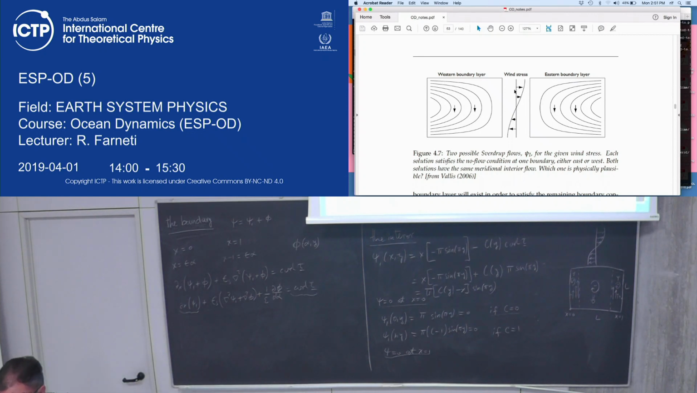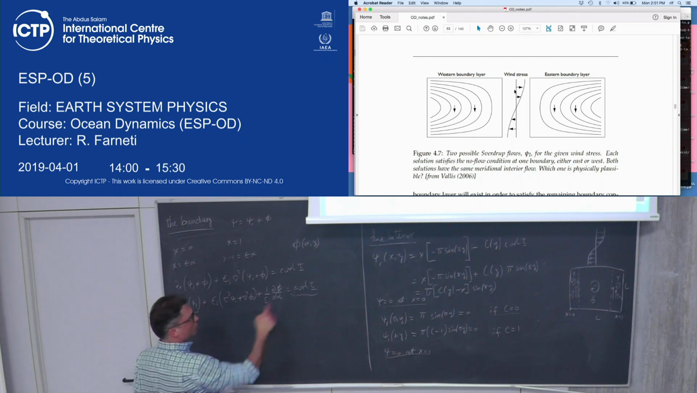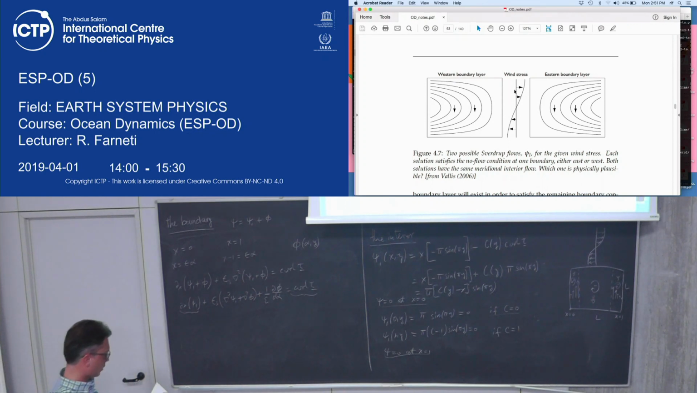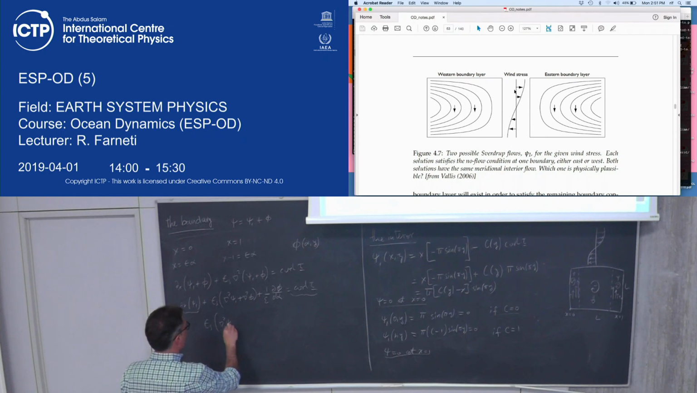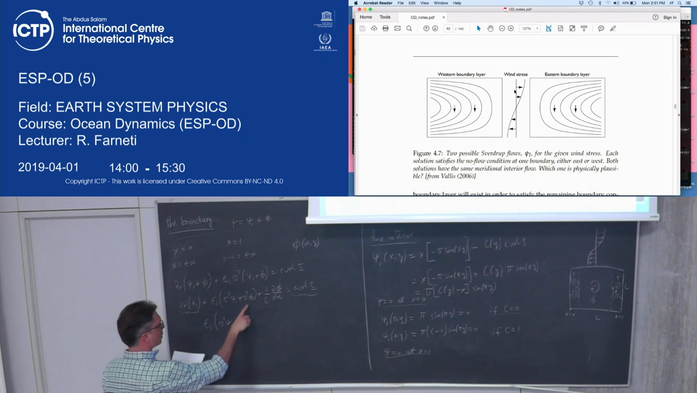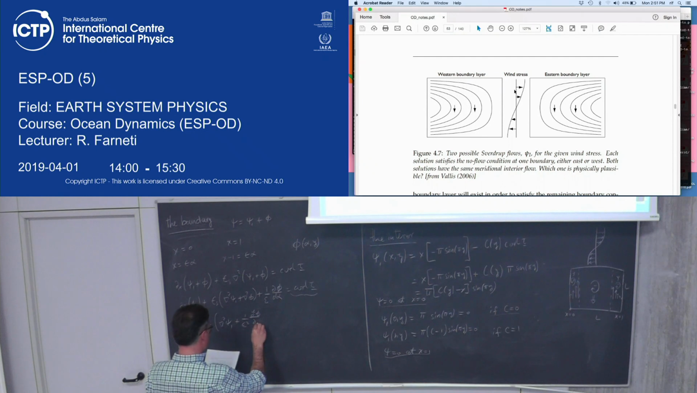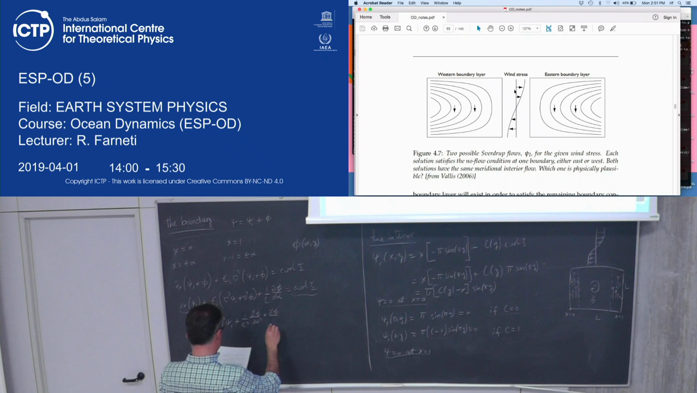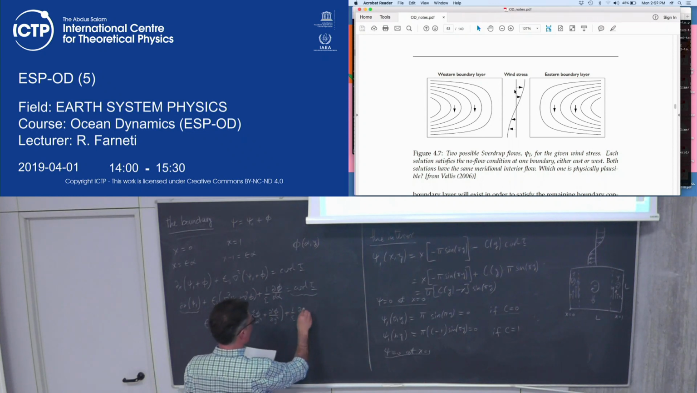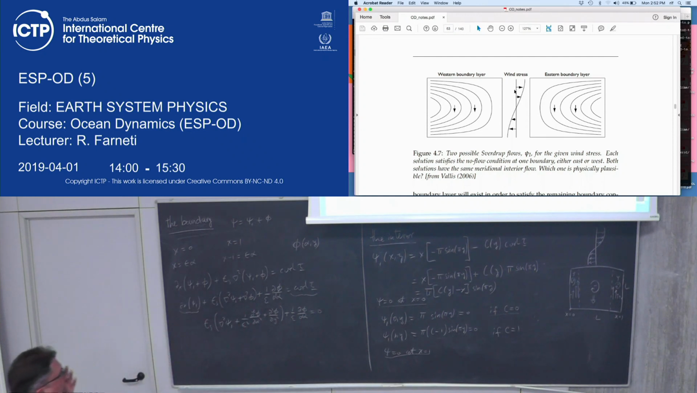The interior solution is in Sverdrup balance, so this is just equal to the curl of tau. So now the solution that is left is this, plus, if you work on this, 1 over epsilon squared. There are more details in the notes anyway. I've just expanded the Laplacian here. Because the interior solution is in Sverdrup balance, we're left with this for the boundary correction.